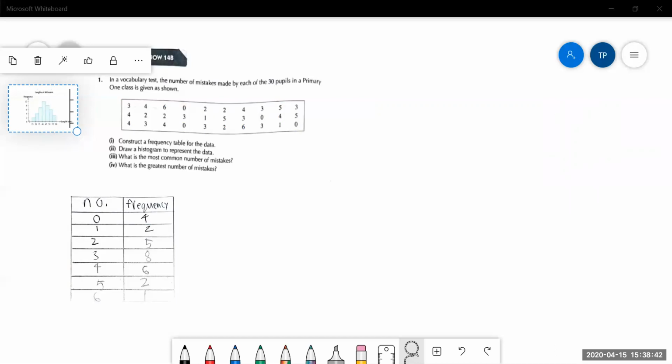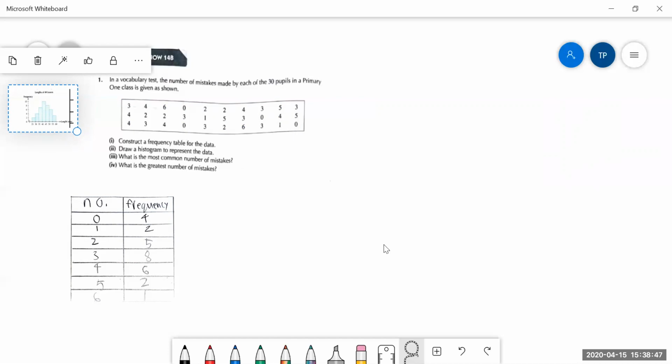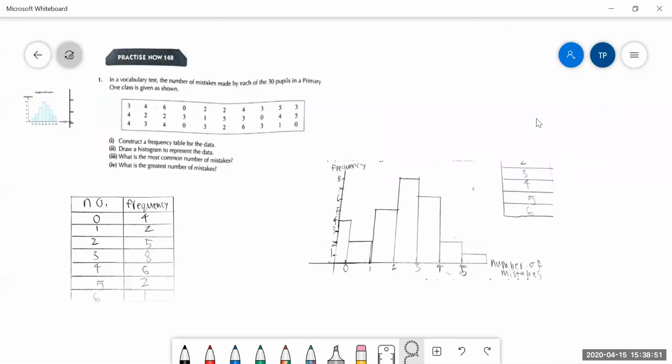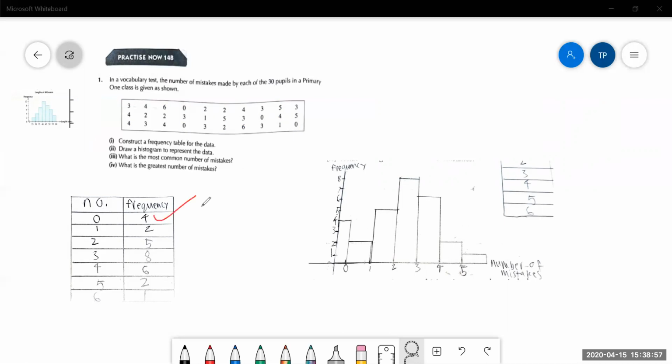And you use what? Pen or pencil? Pencil. Okay. Firstly, a few things that I want to correct here. Your number of mistakes for zero number of mistakes is 4, right? Correct. Yeah.